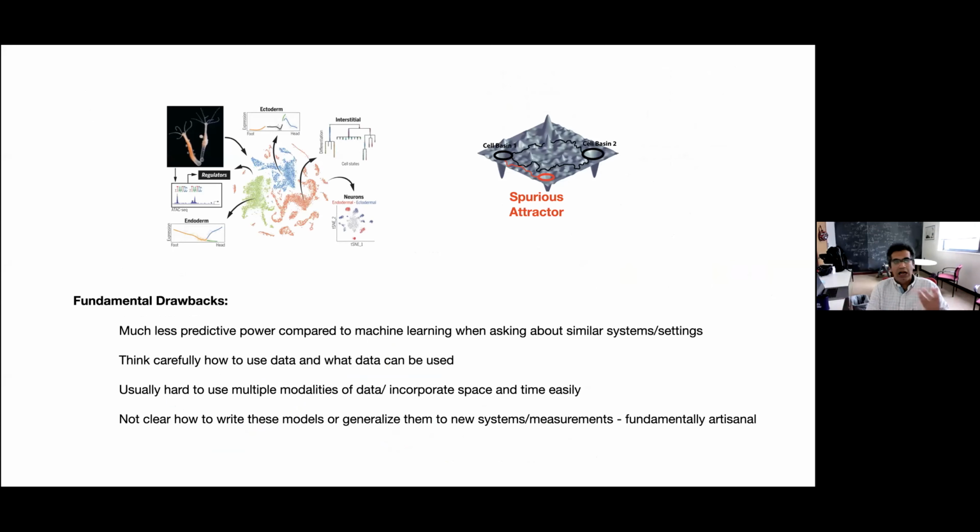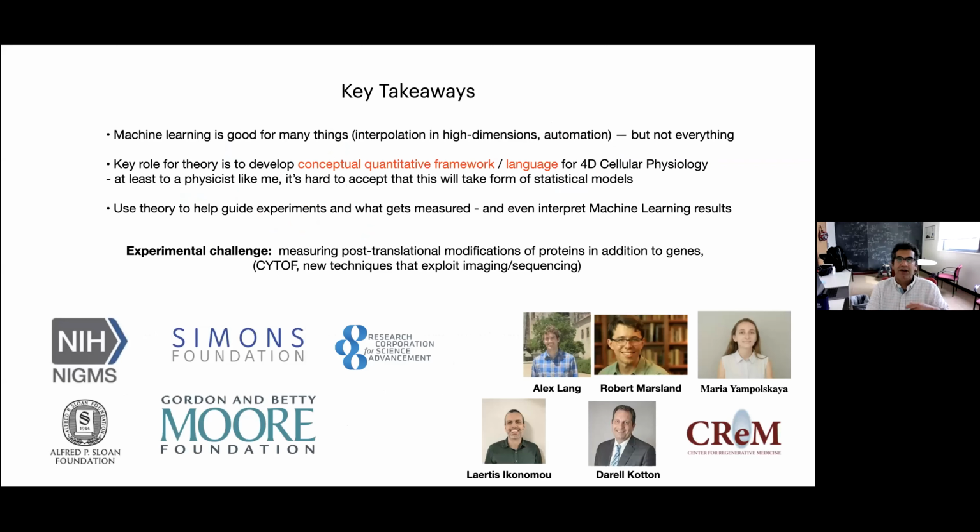I'll just add that there are drawbacks to this stuff. It's much less predictive than machine learning. You really have to think carefully about what data has to be used. As Boris points out, these methods tend to be artisanal rather than scale well. So I think both these methods are useful. Machine learning is good for many things: interpolation, high dimension, automation, but not everything.